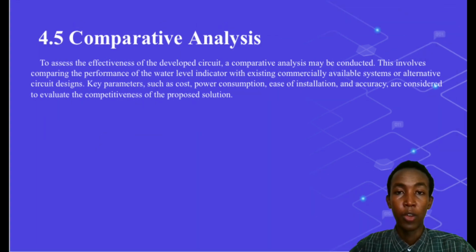The fifth technique we have used is comparative analysis. To assess the effectiveness of the developed circuit, comparative analysis may be conducted. This involves comparing the performance of the water level indicator with existing commercially available systems or alternative circuit designs. The key parameters are cost and power consumption, ease of installation, and accuracy, which are considered to evaluate the competitiveness of the proposed solution.